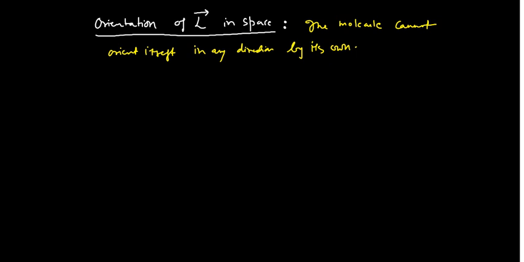So how we can decide the component of the L vector along a given reference direction is given by the angular momentum quantum number. Whatever orientation that L vector will take would be decided by the quantum number mj. And what can mj take? mj can take any value starting from minus j to plus j.